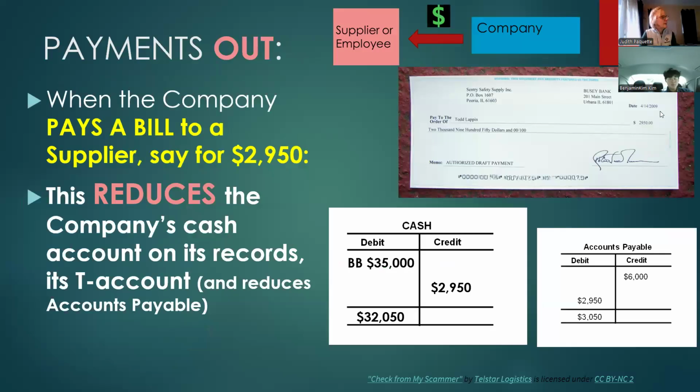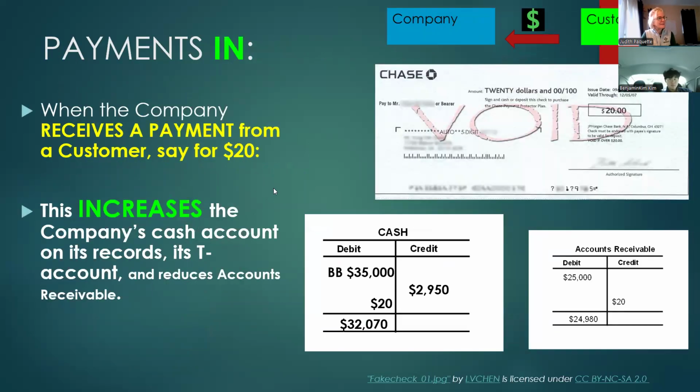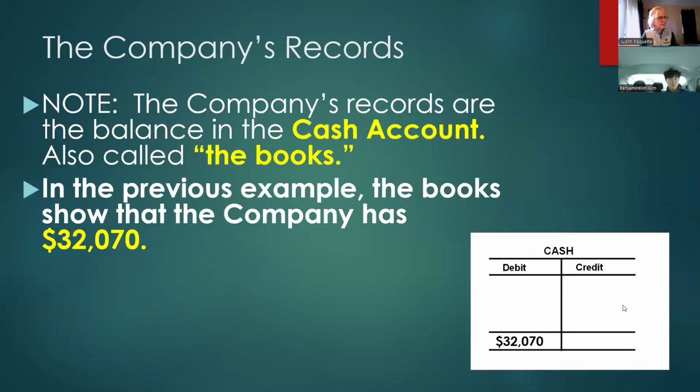Let's say the company pays a bill for $29.50. Here's the check. You can see cash goes down with a credit, and accounts payable also goes down with a debit. Here's a customer paying $20 to the company. This increases cash. You can see cash is debited here, and over in accounts receivable, it's reduced by 20. The customer doesn't owe us that money anymore.